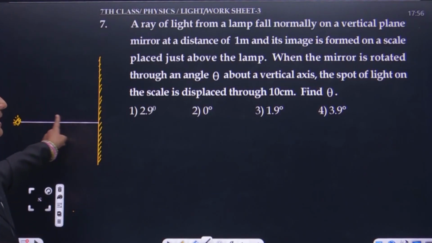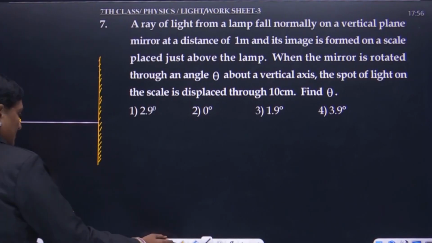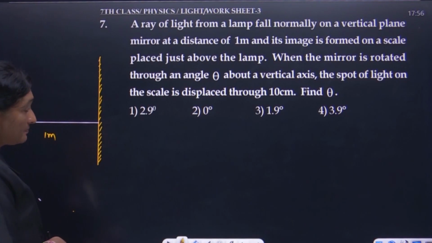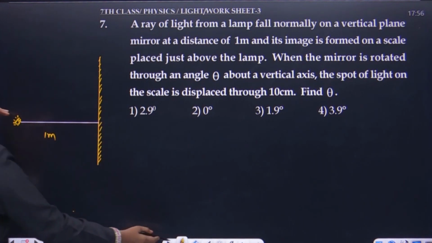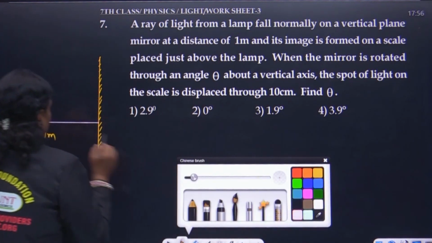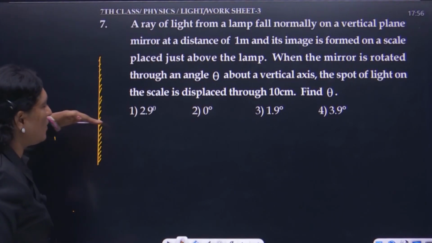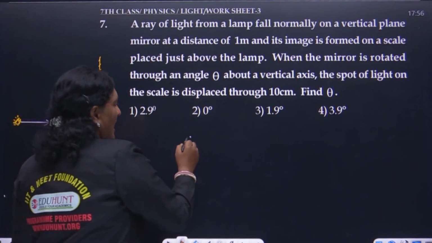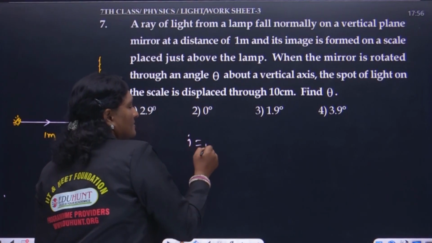A ray of light from a lamp falls normally on a vertical plane mirror at a distance of 1 meter. So what is the distance given here? 1 meter is given, and its image is formed on a scale placed just above the lamp. So the light is incident, and the direction of the incident ray is something like this. That means the light ray is falling normally. Whenever the light ray falls normally, the angle of incidence is equal to 0 degrees.